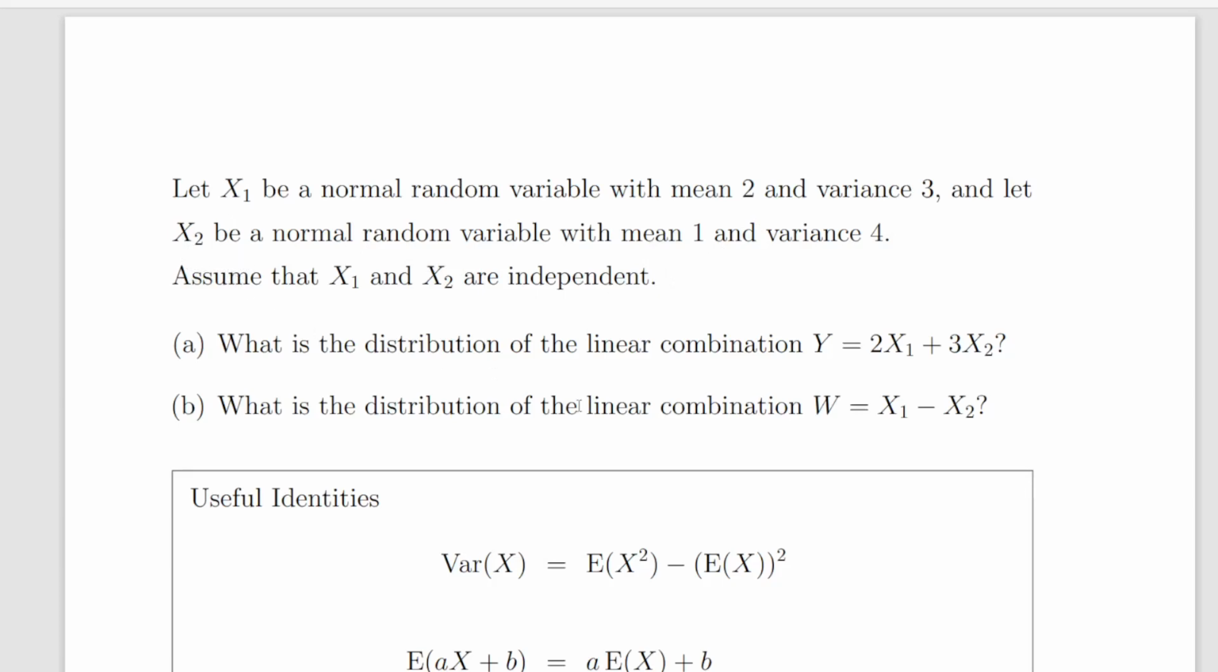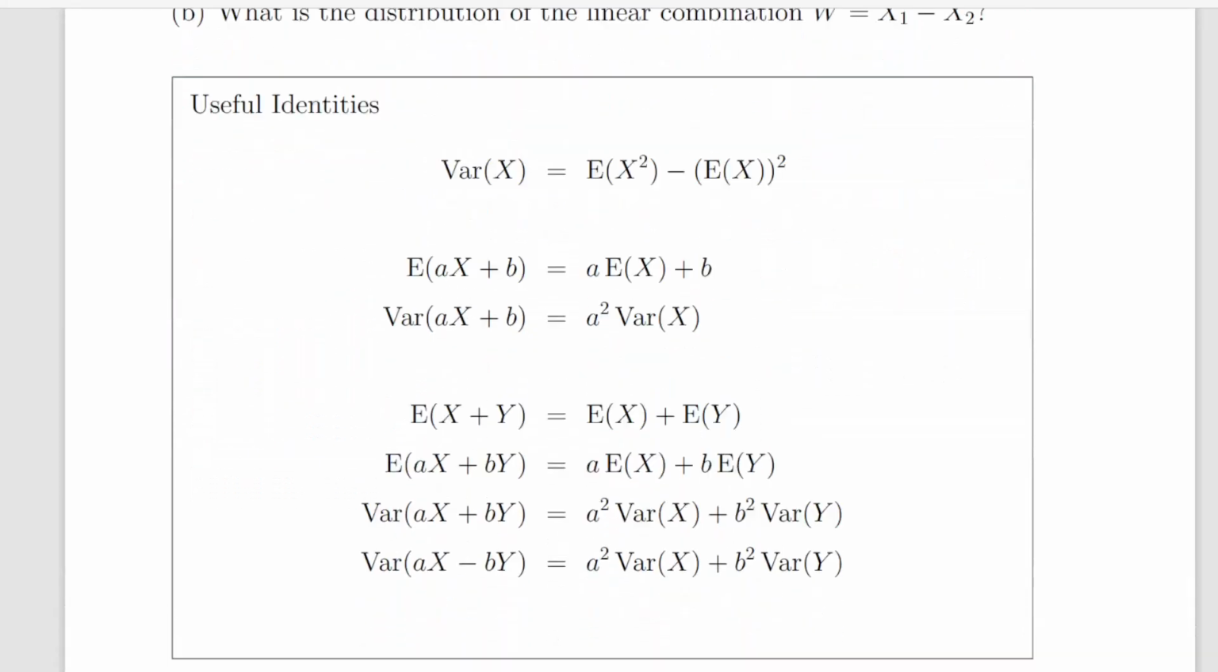So what is the distribution of the linear combination of the random variable y, where y is 2x1 plus 3x2? And the second question is, what is the distribution of the linear combination w, which is x1 minus x2? Okay, so a couple of useful identities will help us here. It's particularly the bottom few that we'll be using the most in this instance.